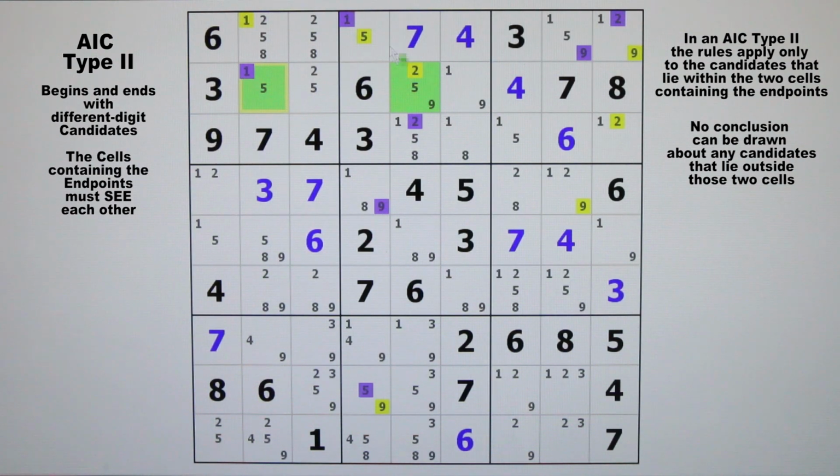You start with a 1 and end on 2, so you can eliminate the 2 from here, and you can eliminate the 1 from there. Okay?